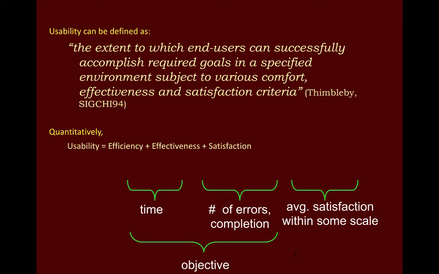The first two, efficiency and effectiveness, are of course more objective, and satisfaction is kind of subjective. And certainly they are correlated, right? If it takes a shorter time to do something with minimal errors, and the system doesn't force errors on the user, then it could lead to a higher satisfaction score.